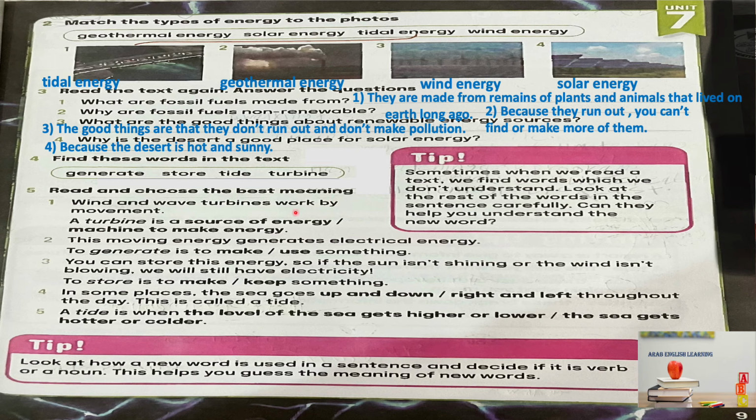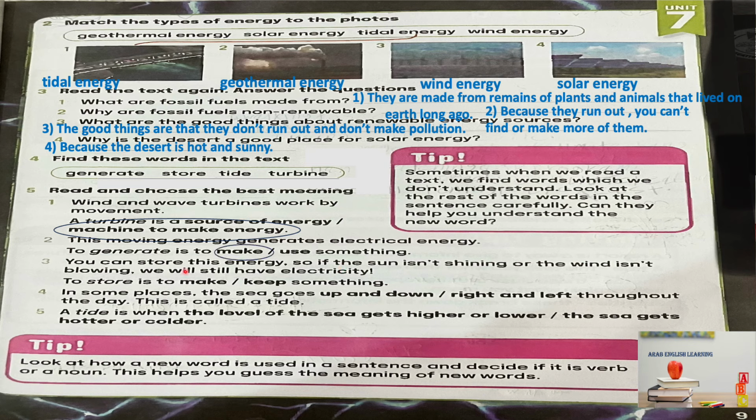Wind and wave turbines work by movement. A turbine is a source of energy or a machine to make energy? Correct. It's a machine to make energy. 2. This moving energy generates electrical energy. To generate is to make or use something? Yes, generate means to make something.